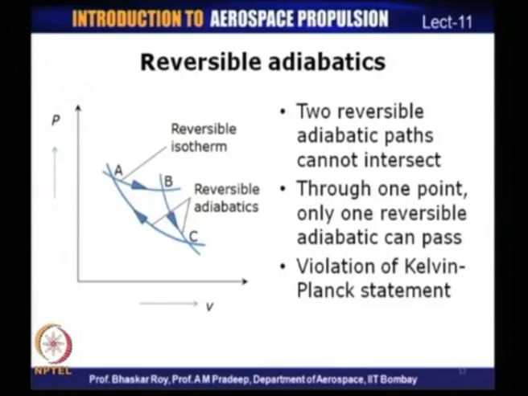A reversible isotherm can intersect a reversible adiabatic, but reversible adiabatics cannot intersect. That is, through one point only one reversible adiabatic process can pass. Now, if you look at this process closely, in this example I have shown on the PV diagram two reversible adiabatic processes which are crossing at point C, and of course, there is a reversible isotherm which crosses these reversible adiabatics at A and B.